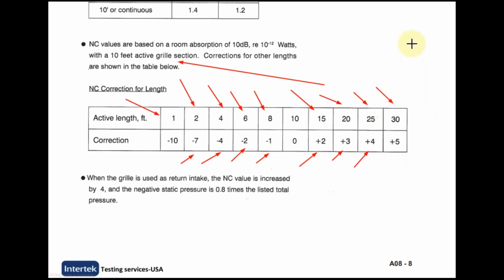When you need to use this bar grill for return air, then increase the NC value given in the performance sheet by 4, and the negative static pressure you can multiply by 0.8.